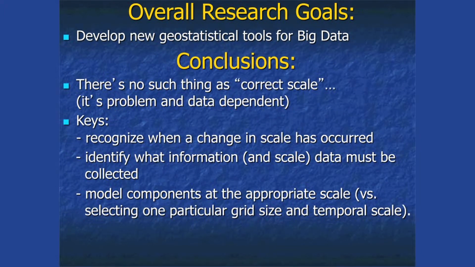So here are my conclusions. I didn't feel competent telling you about these new geostatistical tools in the time that I had, but basically, there's no such thing as correct scale. It's problem dependent and it's data dependent. And the key in the tools that I develop is being able to recognize when a change in scale has actually occurred, to be able to identify what information and at what scale that data must be collected, and then to model all of the components that go into some sort of risk map at the appropriate scale, so that we don't have to select a model that has one particular grid size or temporal scale.